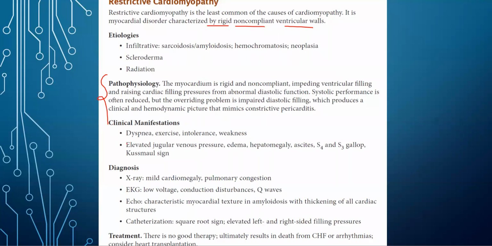Okay. And features of heart failure will be there also. There is no specific treatment, and usually patients die from heart failure or arrhythmia. The only option is doing a heart transplantation.